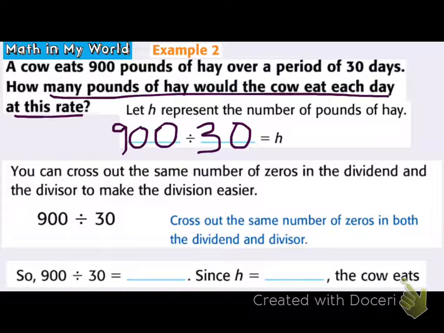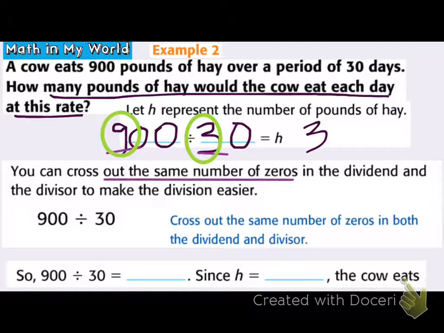So if I think about the basic fact, step one is the basic fact. I know 9 divided by 3. And 9 divided by 3 is 3. So now I just have to figure out how many zeros for this pattern. Well, I can cross out the same number of zeros. Okay, well, if I cross off 1 here, then I also get to cross off 1 here. Well, step 1, the basic fact, 9 divided by 3.